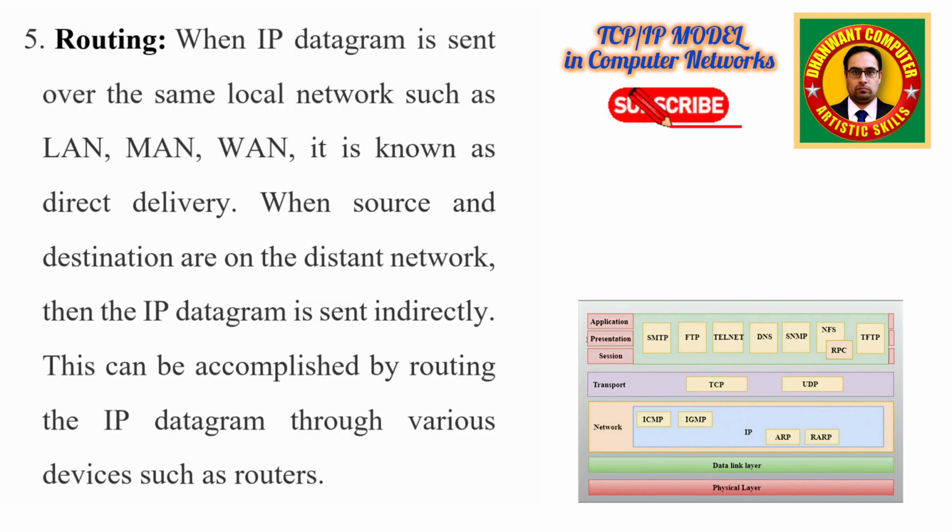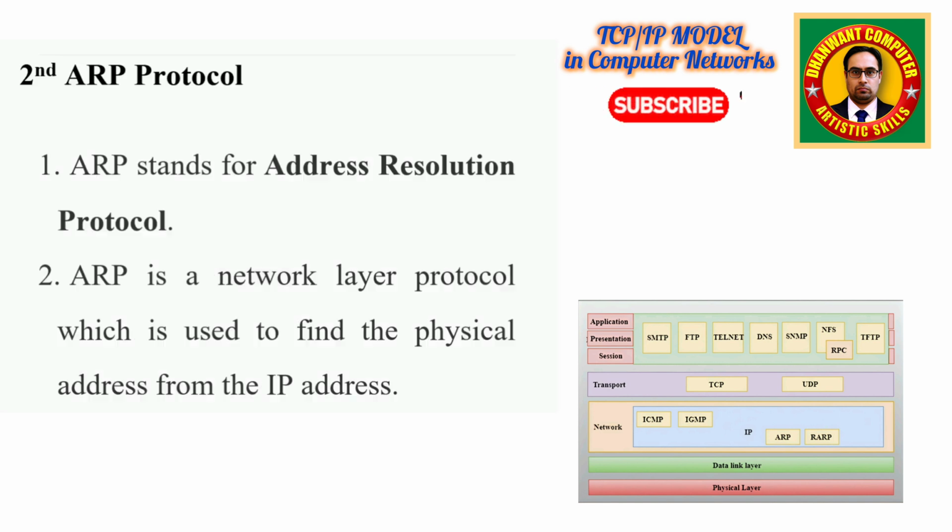5. Routing. When an IP datagram is sent over the same local network such as LAN, MAN, WAN, it is known as direct delivery. When source and destination are on a distant network, then the IP datagram is sent indirectly. This can be accomplished by routing the IP datagram through various devices such as routers.